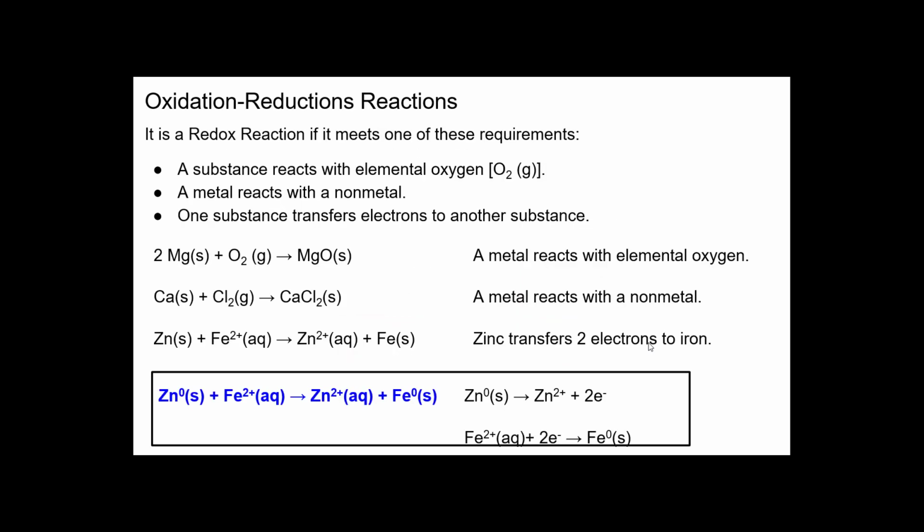What this is actually, is transfer of electrons. I'm not going into detail, but I have to show this to you, so I'm going to. It is a redox reaction if it meets the requirements: a substance reacts with elemental oxygen, a metal reacts with a nonmetal, or one substance transfers electrons to another. So you would be given just a reaction like this, and you will have to put in these oxidation states to see what is happening.